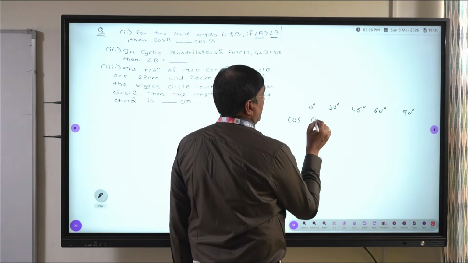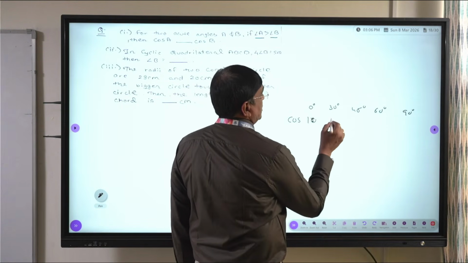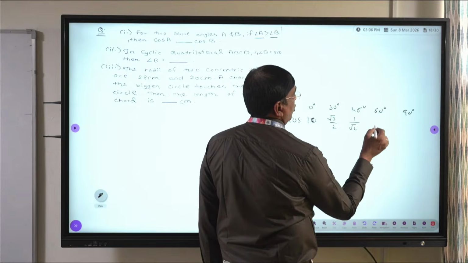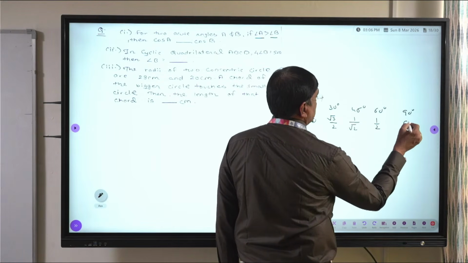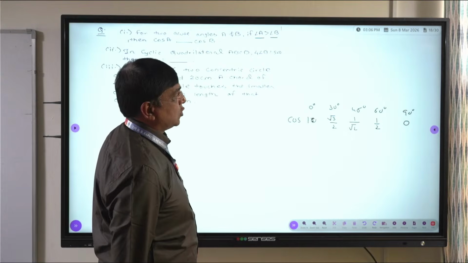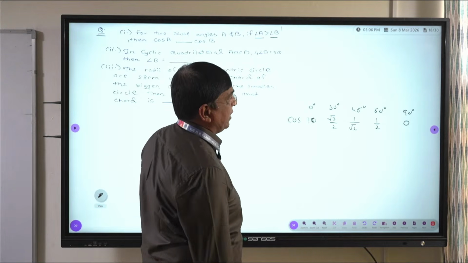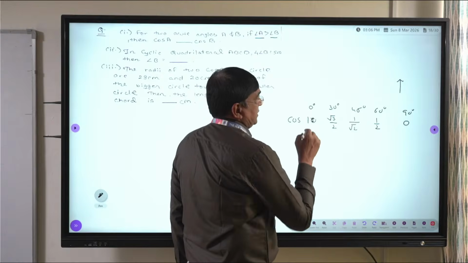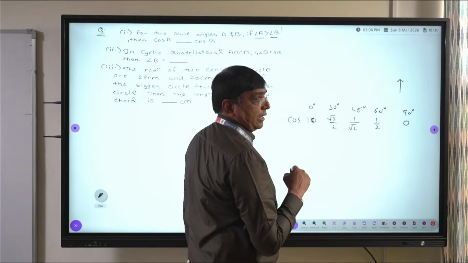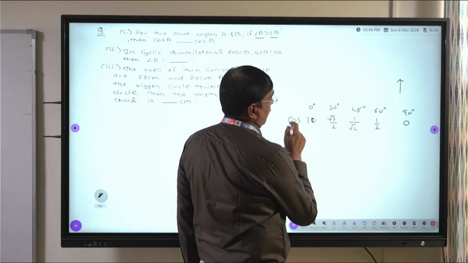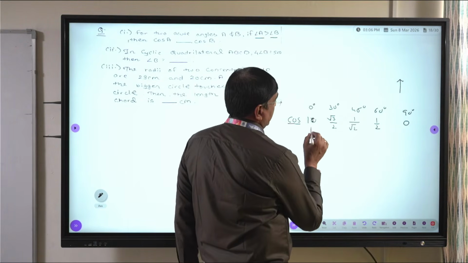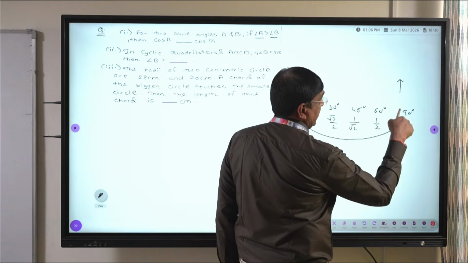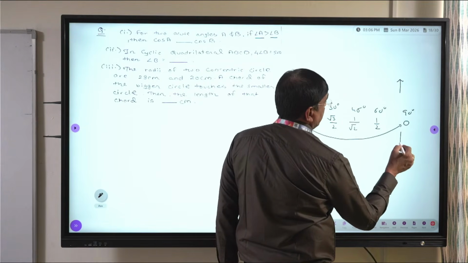Cos 0 is 1. Cos 30 is root 3 by 2. Cos 45 is 1 upon root 2. Cos 60 is 1 by 2. And cos 90 is 0. So what happened? From this table we can say, as the angle increases, the value of cos decreases, that is, it goes from 1 to 0. As the angle increases, the value of cos decreases.